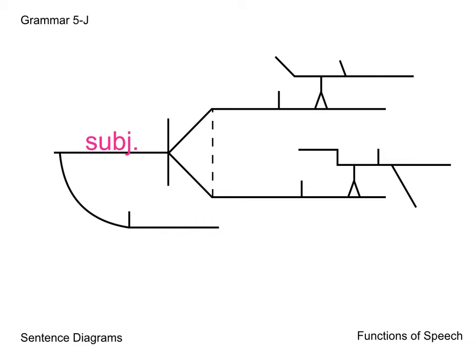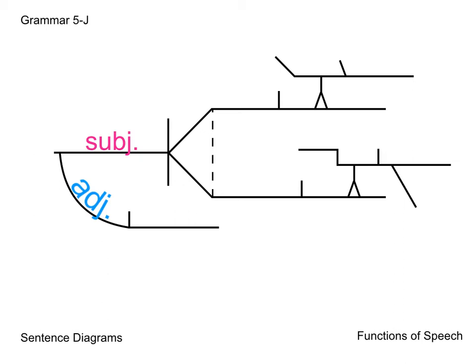And coming off of our subject is a participial phrase. And since we know participles are always acting as adjectives, I can label the entire phrase as adjective. Notice I put it on the curved spot. You can also put it on the horizontal line if you would like to, but only put adjective once.